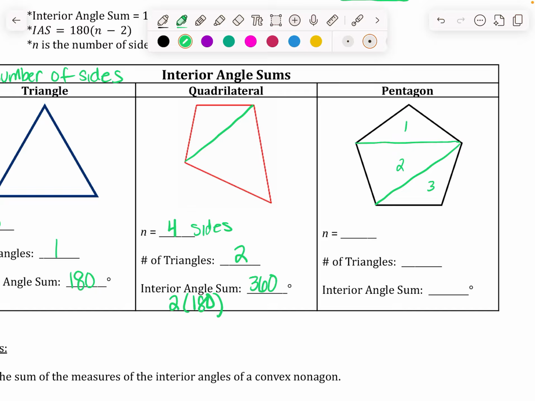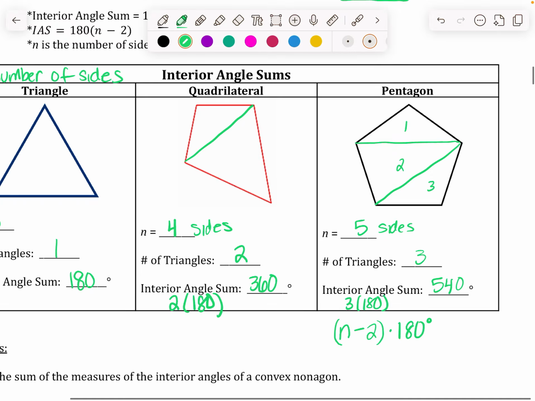So the pentagon is made up of 5 sides, and it consists of 3 triangles. And then 3 triangles at 180 degrees is going to give us 540 degrees. So the interior angle sum formula is you take the number of sides, you subtract 2, because the number of triangles is always 2 less than the number of sides. And then you take it times 180 degrees, because there's 180 degrees in each triangle.